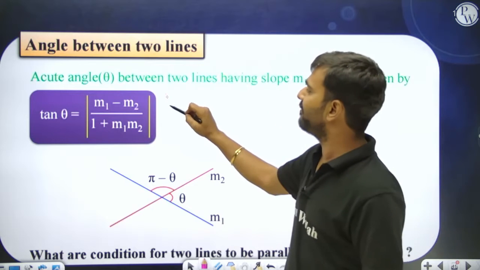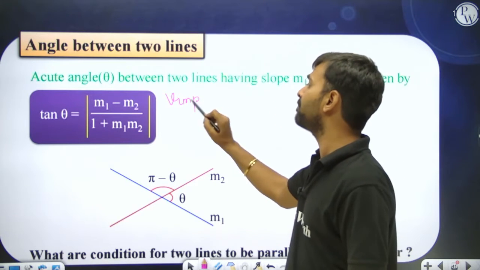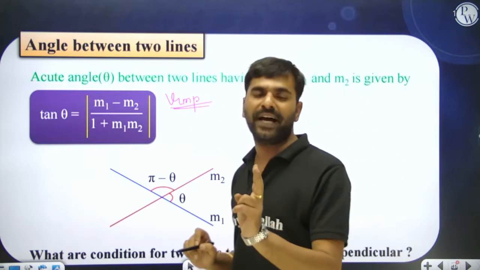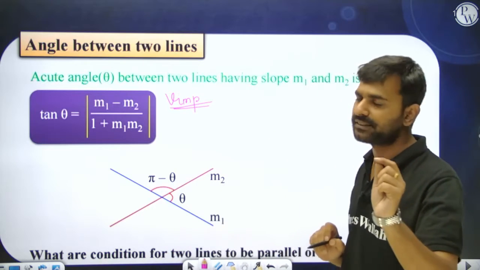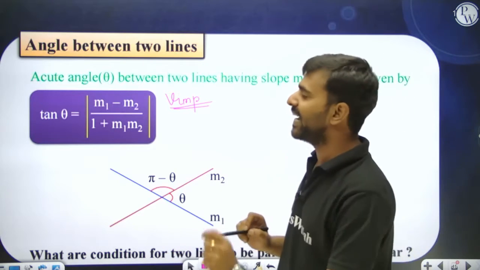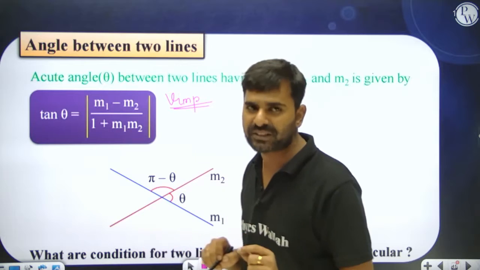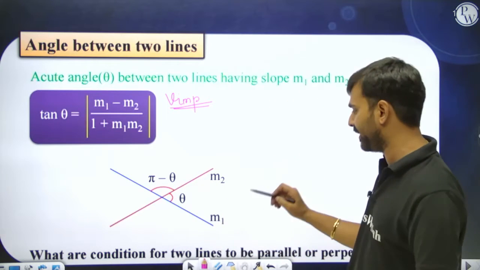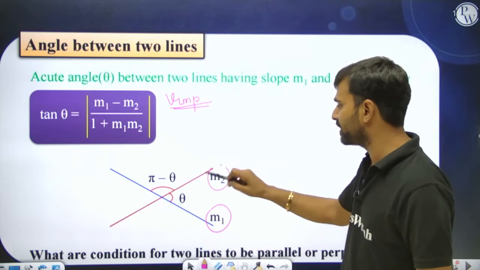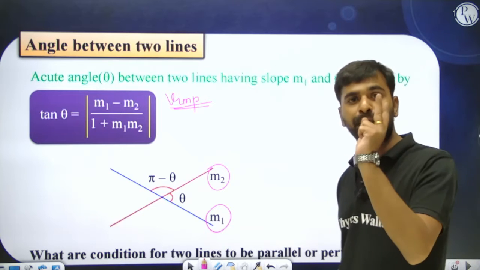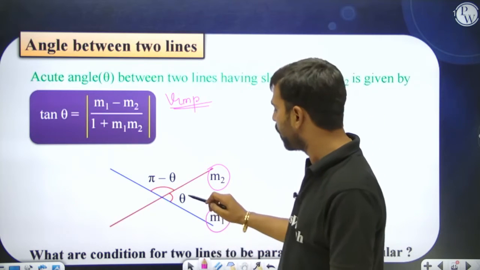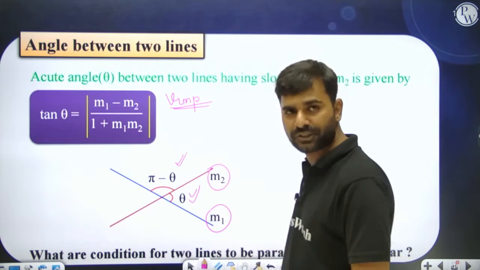Now this is a very important formula. Whenever the angle between two lines is asked, this formula will be used. Tan theta equal to m1 minus m2 upon 1 plus m1 m2, where m1 and m2 are the slopes of the lines. This line is having, let's say, slope m1, this line is having, let's say, slope m2. So there will be two angles forming between these two lines. One is theta, another one will be pi minus theta.